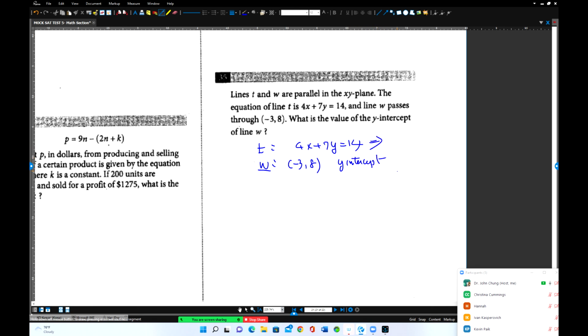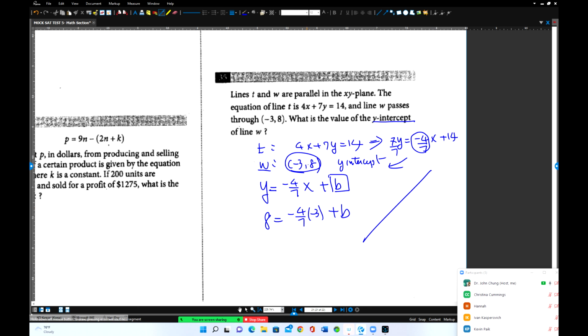What is the slope? 7y equals negative 4x plus 14, right? When you divide by 7, that's the slope. Also this is the slope over here, the same, since they are parallel. So you can set up the equation: y equals negative 4 over 7 x plus b. How can you find the y-intercept? This graph passes through this point. Put this number into x and y, and it must be true, right? When x equals negative 3, y is 8. It should be equal, because this point is on this line.